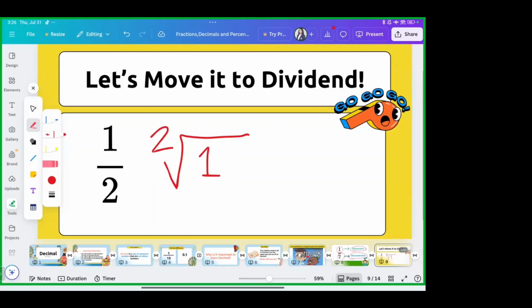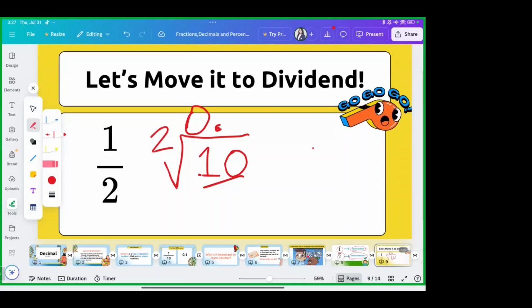Okay, now we need to add a 0 beside the 1. We need to add 0 beside the 1 because 1 is smaller than 2, so it becomes 10. Now you need to also place a 0 on the top of the bar and also put the dot in here. Okay, and now divide 10 into 2.